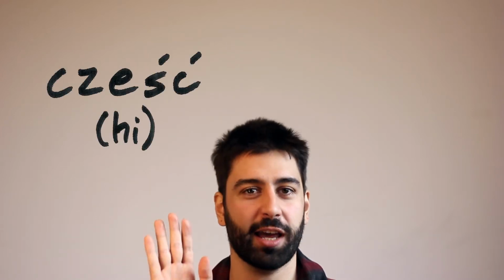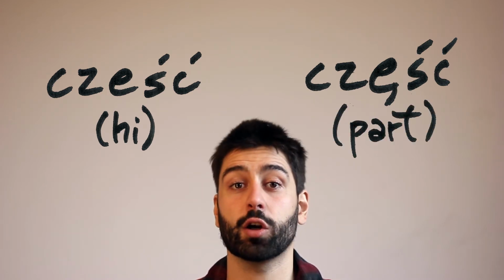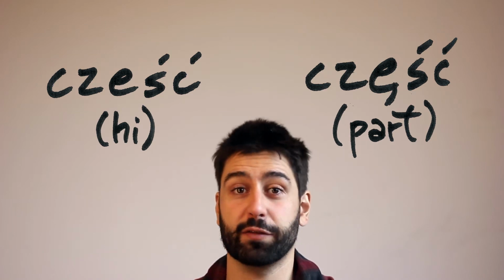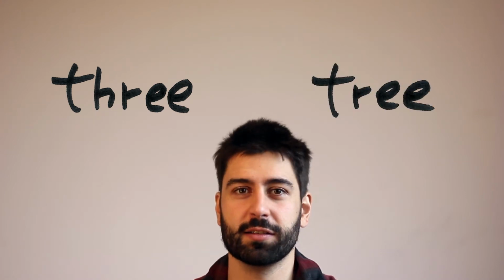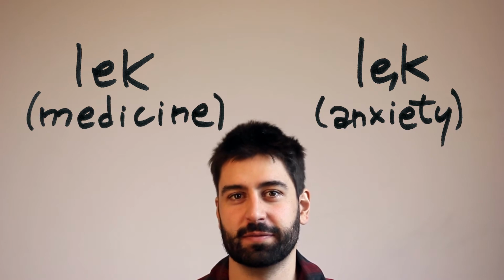A lot of languages use diacritics. For example, in Polish, there are two words, cześć, hi, and część, part. They are completely different words. They have different letters. Just like three and tree are completely different words. Another example is lek, medicine, in Polish. Different from lęk, anxiety. Lek na lęk, anxiety medication.